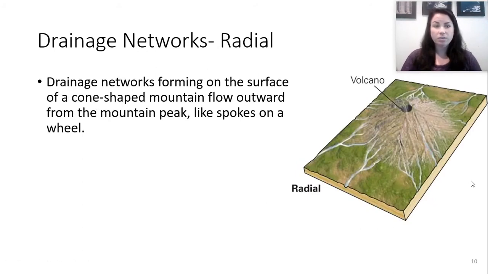And next is a radial network. This is where networks form on the surface of a cone-shaped mountain or perhaps a volcano, and it flows outward from the peak, like the spokes of a wheel. So here's an example with a volcano, or this could be a mountaintop or something, and we have a radial drainage network off the sides of this cone.